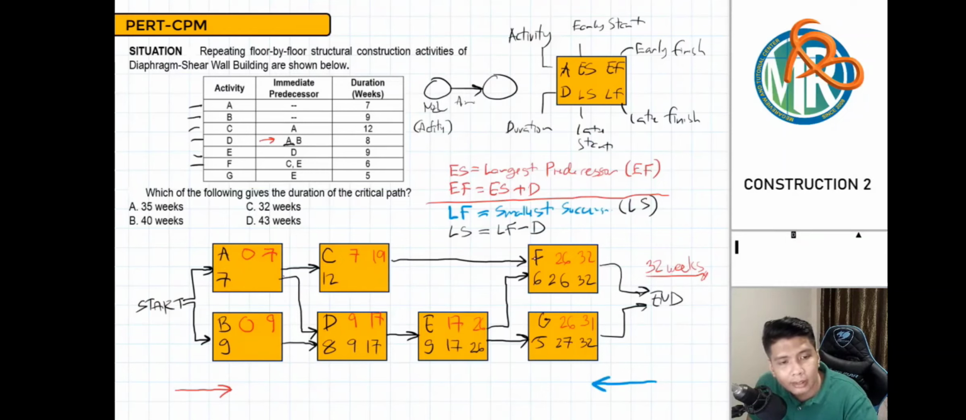Activity C, okay, isang successor lang din meron siya. You'll have here 26. And after that, punta tayo activity B. Yung successor niya si D lang. And then the value of that is meron kang 9 na late start. And then 9 minus 9, you have 0.